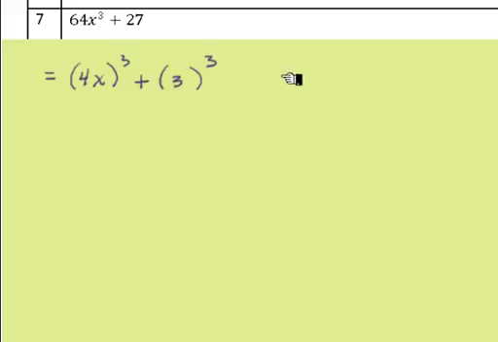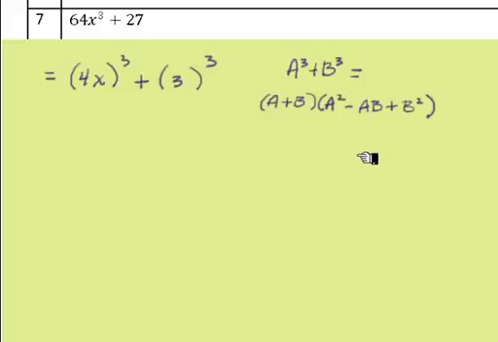And let's write down our factoring formula for a sum of two cubes. A cubed plus b cubed is equal to a plus b times a squared, minus ab, and plus b squared. So remember, in the sum formula, there's a negative sign over here.